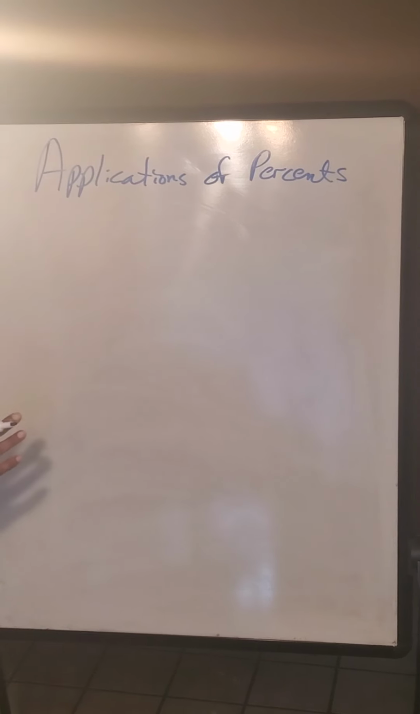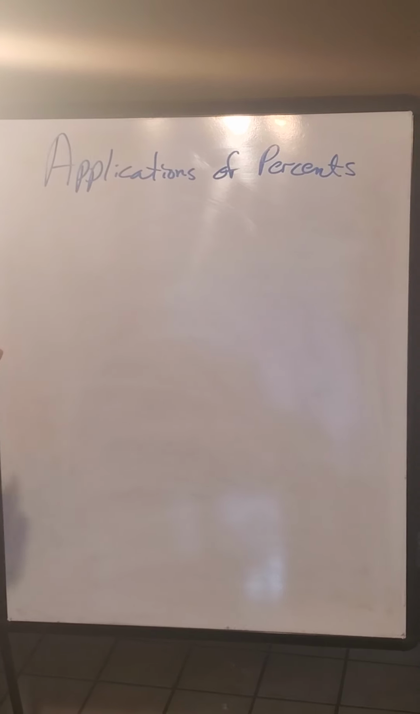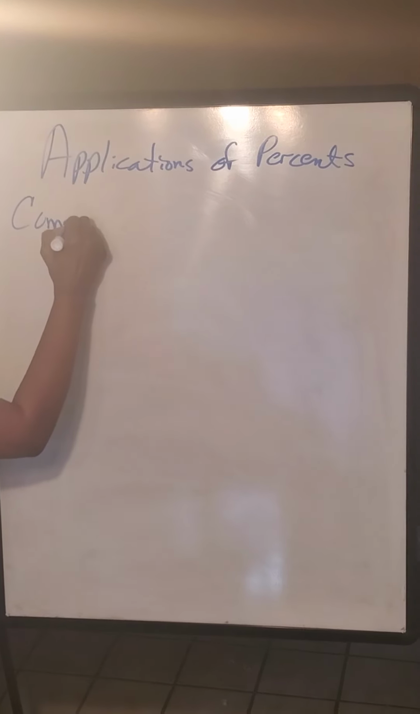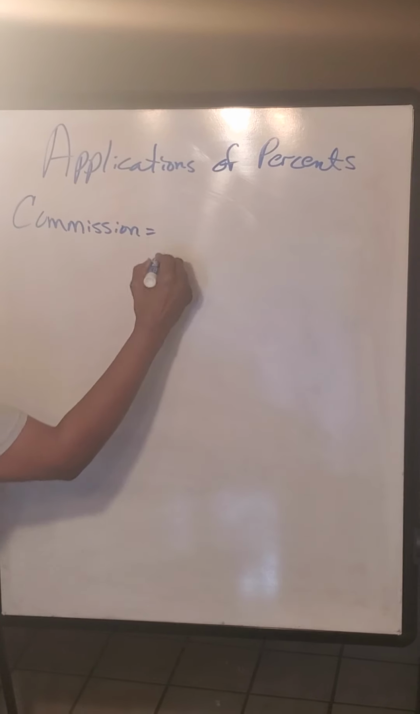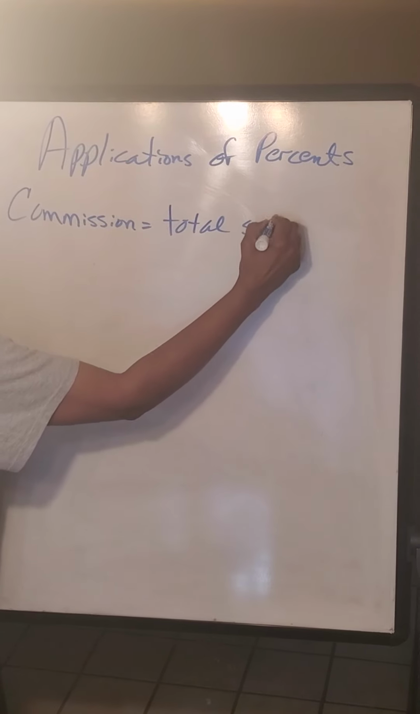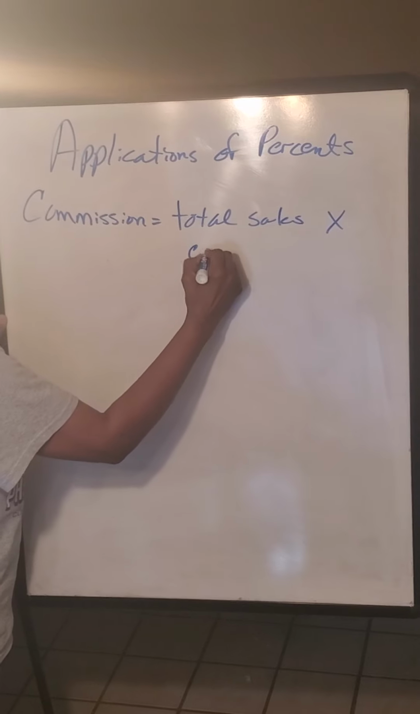Now, if you have parents or a family member who works in sales, then it's possible that they may receive what we call commission. So that means that they receive a percentage of whatever their total sales are. So commission is equal to the total sales times the commission rate.